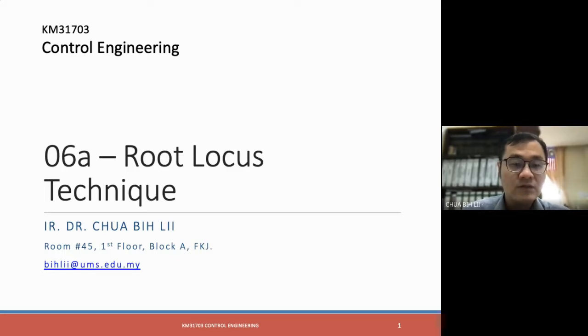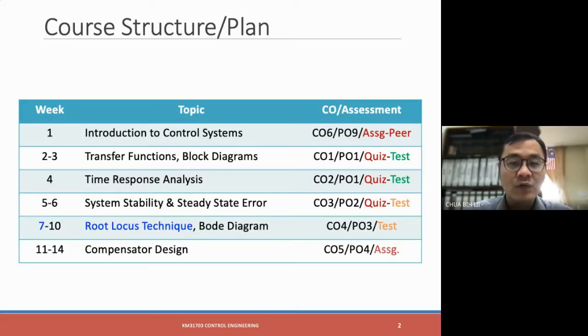So today we will go into the so-called design part. Starting of the design part, where we will look into the root locus technique. But before we move on, just a brief review on our plan.